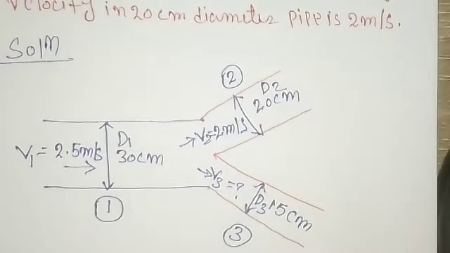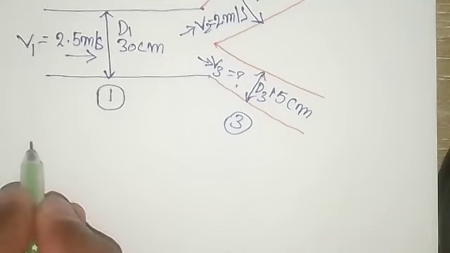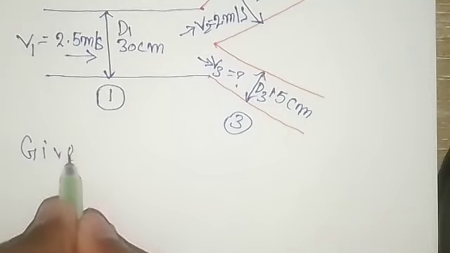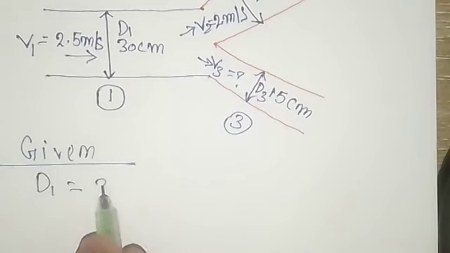Now first of all we will write down the given data. The given data you have already written here, so again we can write. Here we have the given D1 is equal to 30 centimeter.